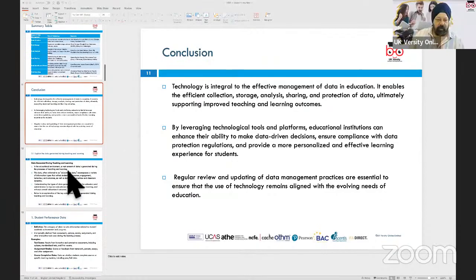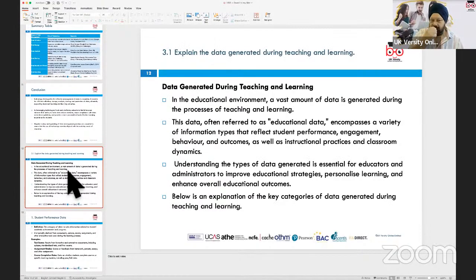Now, let's look at going into some of the assessment criteria and go into detailing of what it is asking us to do. The first assessment criteria talks about explaining data generated during teaching and learning. We know in general, we've discussed data and what data can be used. But what we want to now do in the assessment criteria is look at data which is specifically for the purposes of how we use it in a teaching setup, a school, a college, a university.